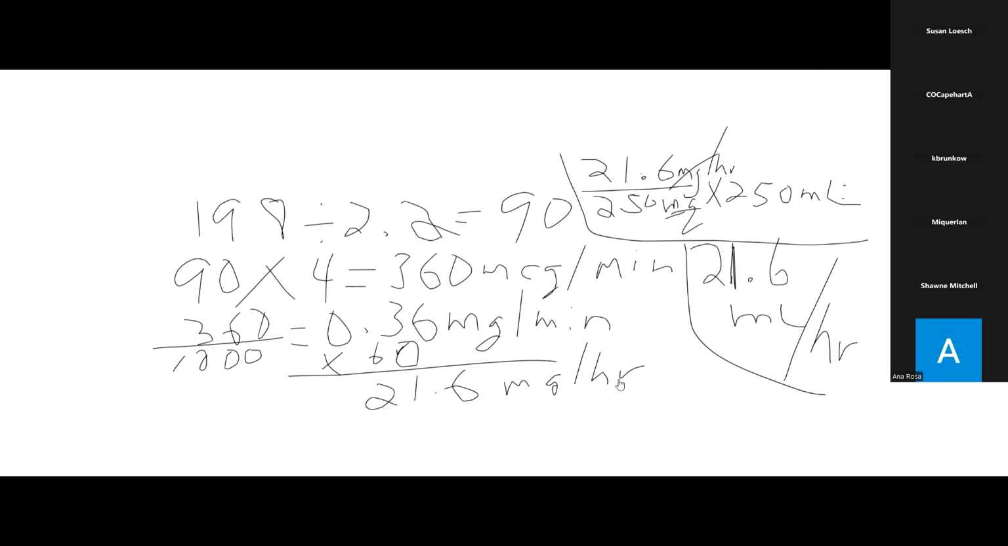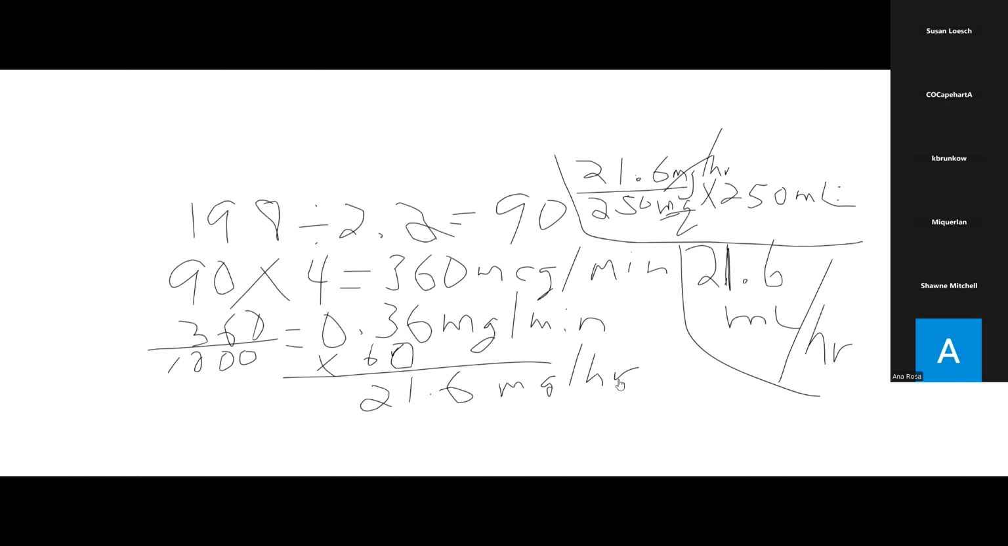The second one is understanding that if you have milligrams per minute there, you still have to get it into an hourly format. So that's why I write it out, 0.36 milligrams per minute, because I know I have to get it to milligrams per hour, because I have to end up with milliliters per hour. And you can't do that if your formula stays in minutes. So it's really recognizing there that you need to go from minutes to hours.